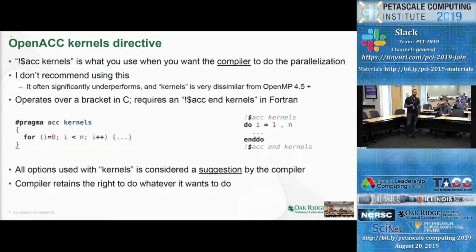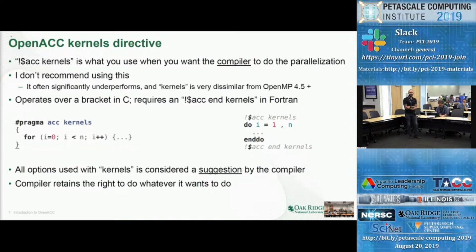This is when you want the compiler to do the parallelization for you. In the ACC kernels directive, everything you say is descriptive of the parallelism. It is not prescriptive. You're letting the compiler do what it wants. Everything you tell the compiler in an ACC kernels is a suggestion. The compiler can ignore it or change it at will. And this is the syntax you see in C and Fortran.